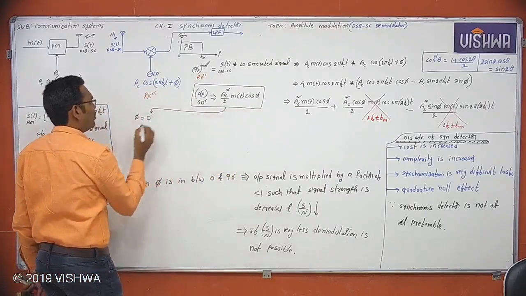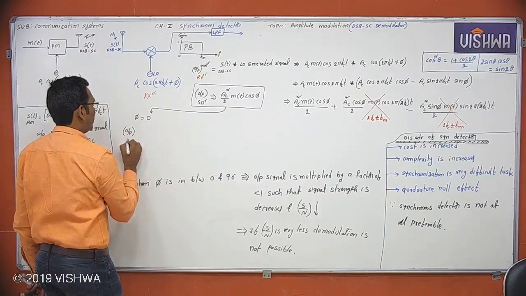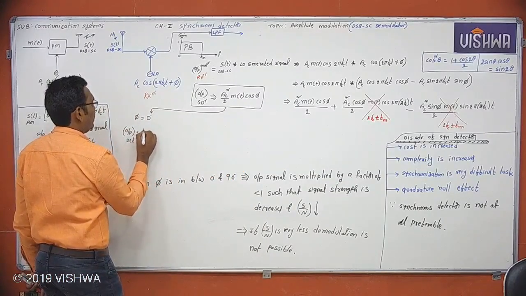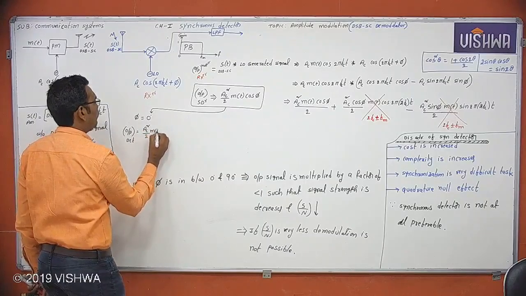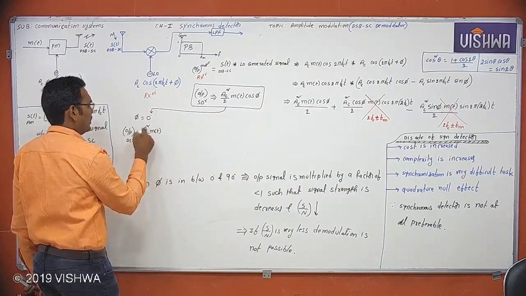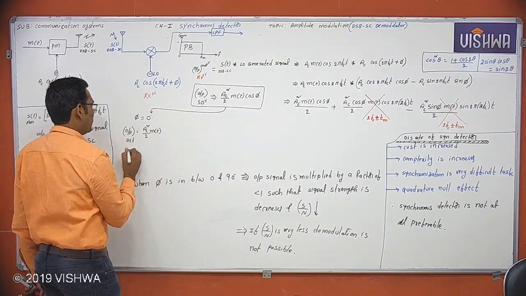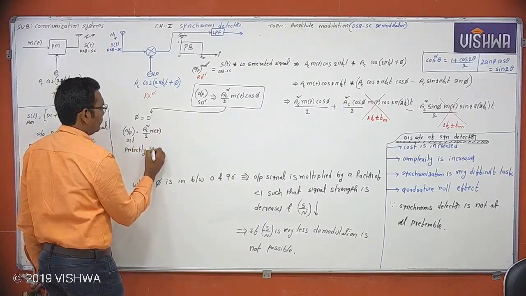The output of the detector is A_c squared by 2 into m(t). Now it is a perfectly synchronized message signal. This A_c squared by 2 you can easily eliminate. This is perfectly synchronized.